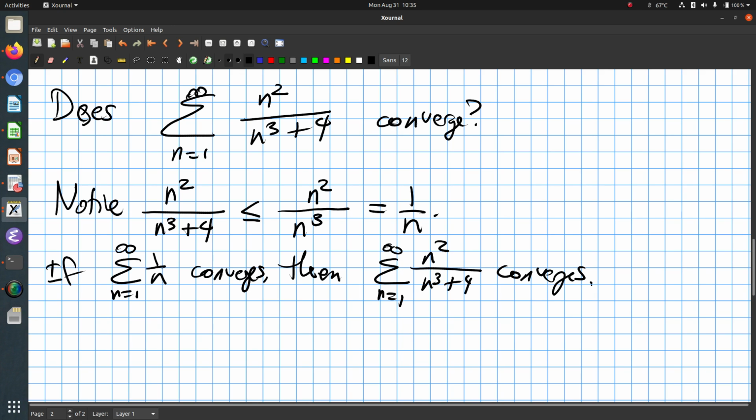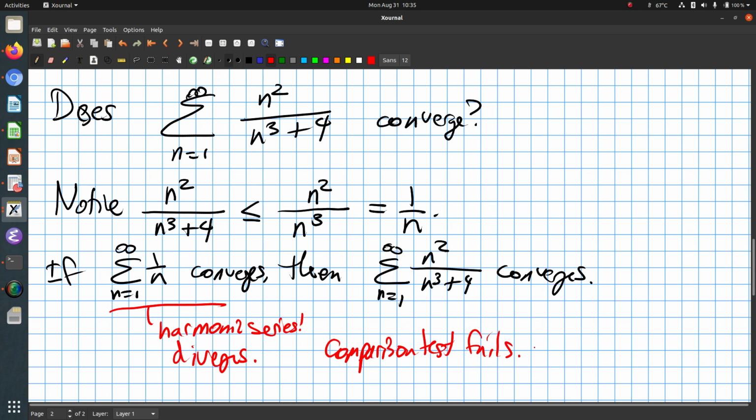So if that series of 1 over n converges, then we know our series converges. But in fact, this is not true. This is the harmonic series. It diverges. So this particular comparison gives us no information. So the comparison test fails. No conclusion. You cannot use a comparison with 1 over n with this series to find out if it converges or not.